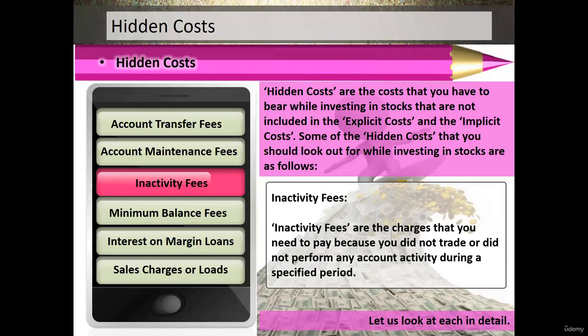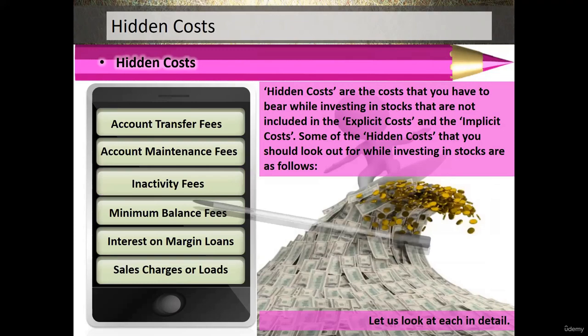Now, inactivity fee is also there. That is, if you are not using your account, some brokers or institutions will start charging a fee, because even though you are not making any investment, the account is still being maintained by that entity, and because of that the organization will charge you an inactivity fee. Then there is minimum balance fee.